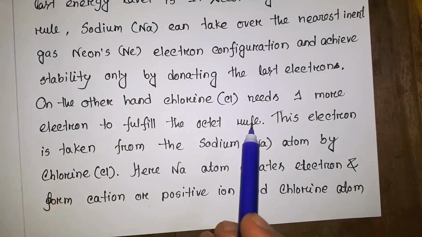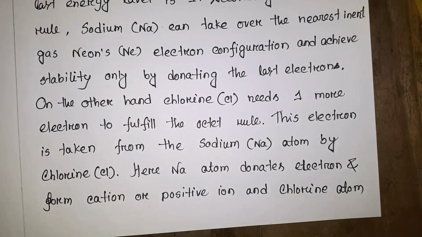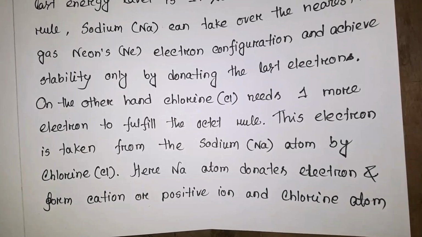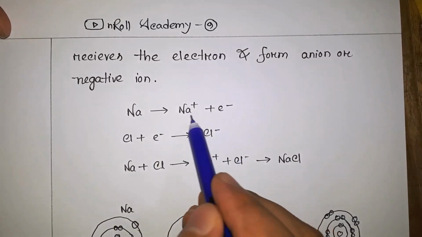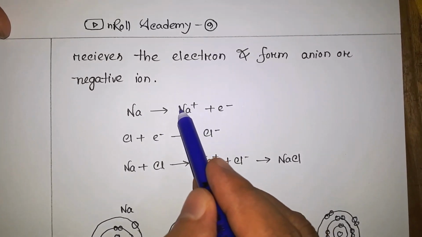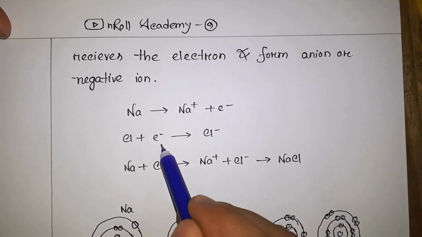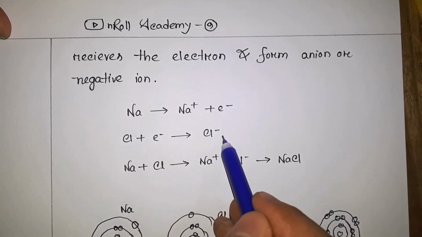On the other hand, chlorine needs one more electron to fulfill the octet rule. We have previously explained this, you know that. This electron is taken from the sodium atom by chlorine. Here, the sodium atom donates an electron and forms a cation or positive ion. The chlorine atom receives the electron and forms a negative ion or anion. Sodium donates the electron and forms a sodium cation. Chlorine receives that electron and forms an anion or negative ion.